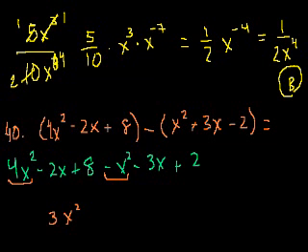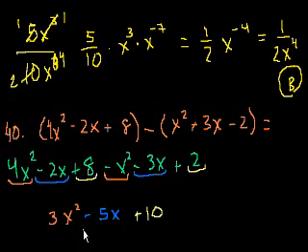Then let's do our x terms. We have a minus 2x and we have a minus 3x. So minus 2 minus 3, that's a minus 5x. And then last we have our constants. We have 8 plus 2. 8 plus 2 is 10. So 3x squared minus 5x plus 10. And that is choice D.